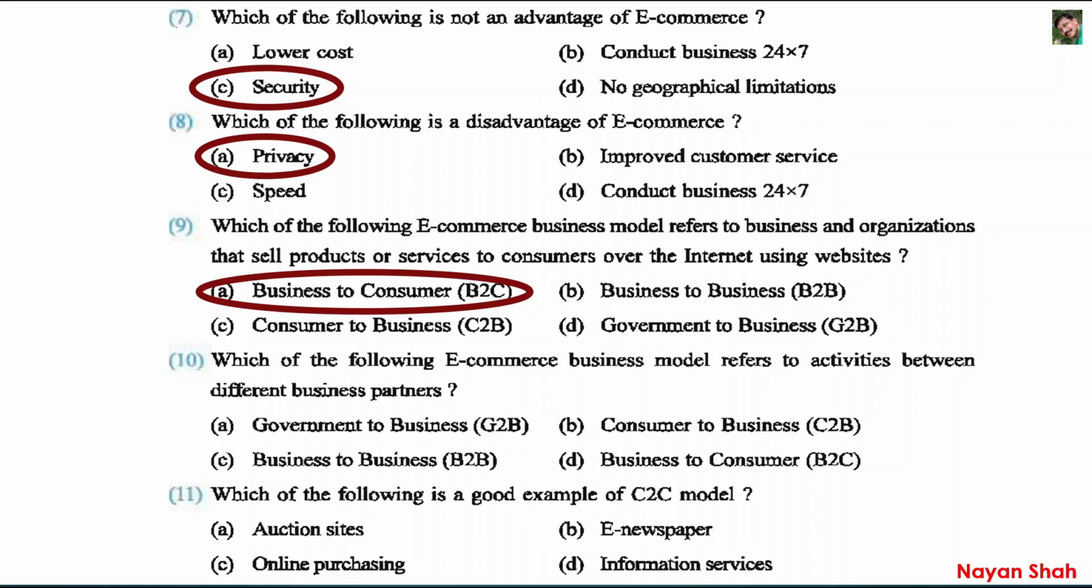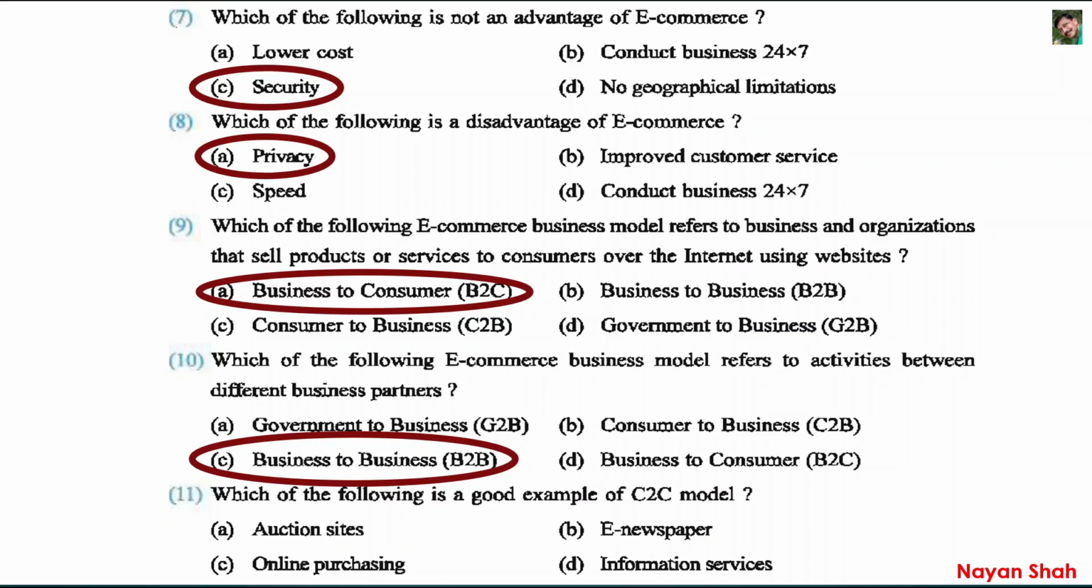10th question. Which of the following e-commerce business models refers to activities between different business partners? Different business partners, see the word. So between two business partners. So it is obviously business to business, B2B, where both the parties are businesses. There is no individual consumer or government involved in the activity of e-commerce.